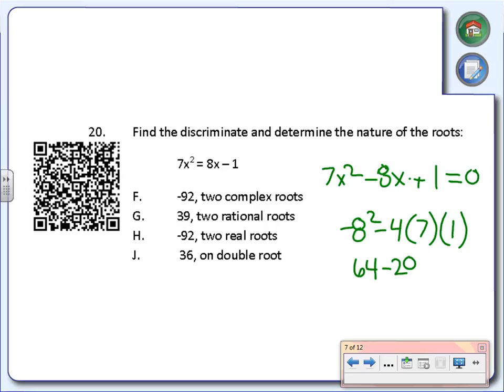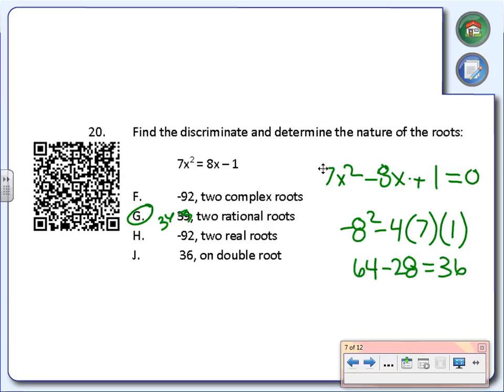Okay, so negative 8 squared is 64. Negative 4 times 7 times 1 is 28. And 64 minus 28 is 36. And that should be a 36, not a 39. And that is 2 rational roots because 36 is a perfect square. You can take the square root without getting a decimal.